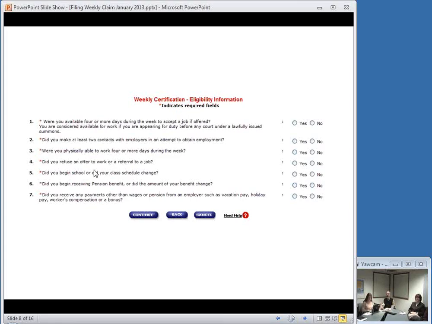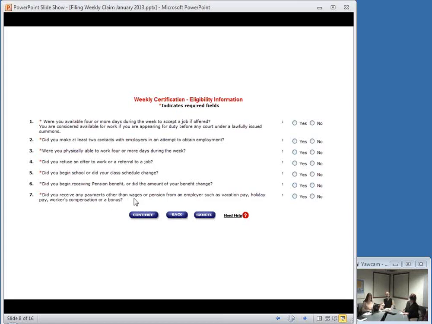Did you refuse an offer to work or referral to a job? Did you begin school or did your class schedule change? Did you begin receiving a pension benefit or did the amount of that benefit change? This is another one that's oftentimes misidentified as unemployment insurance. Pension benefit here, we're talking about retirement that they've received from some company, so we don't mean unemployment insurance. And some people, when they start receiving benefits, think of this pension benefit as maybe their unemployment insurance that they've received.